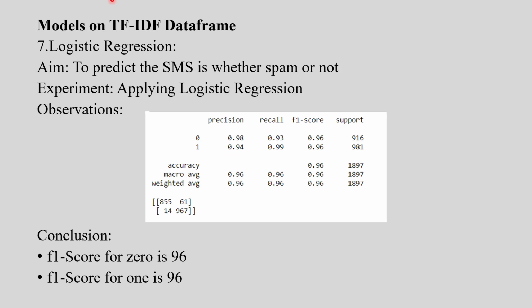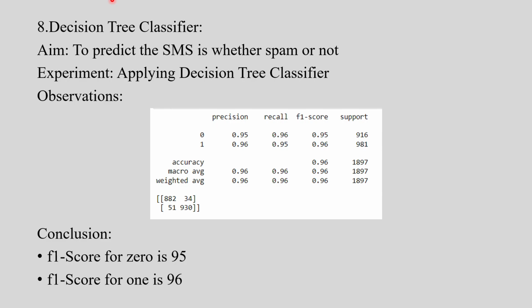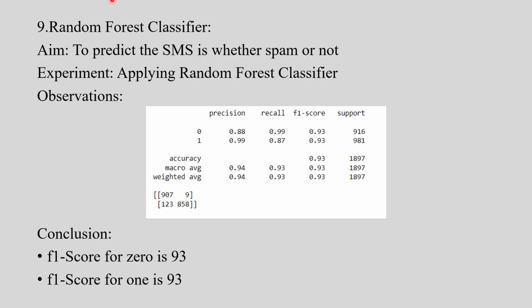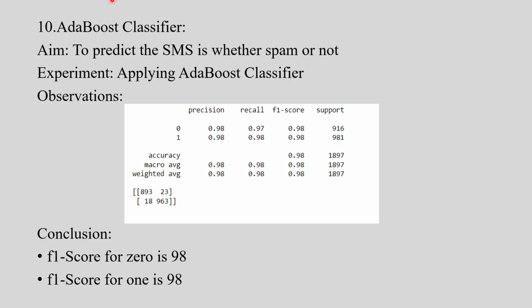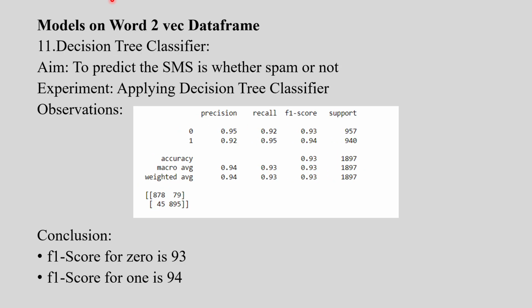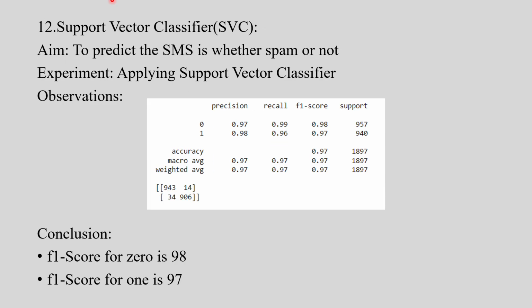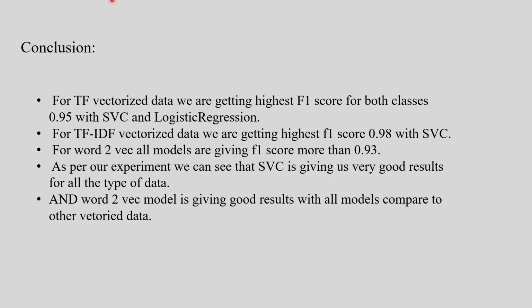Then we started fitting models on the TF-IDF frame. In logistic regression, we got an F1 score of 96. Decision tree classifier, we got 95. Random forest, we got 93. AdaBoost, we got 98. Then we started fitting models on word2vec. Decision tree classifier gave us 93, which was the simplest model. Support vector classifier gave us 98, which was the best one for word2vec.